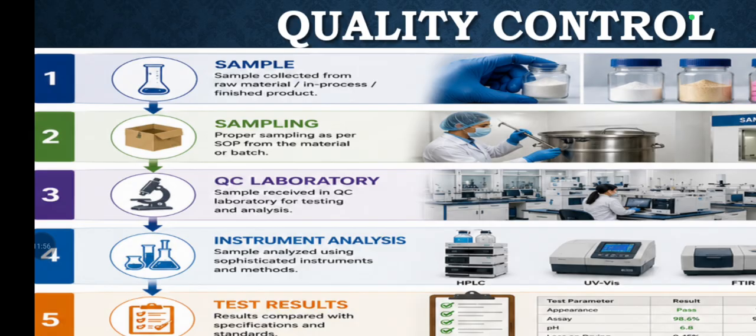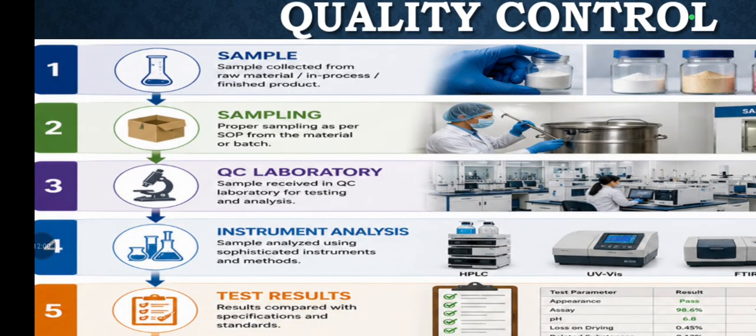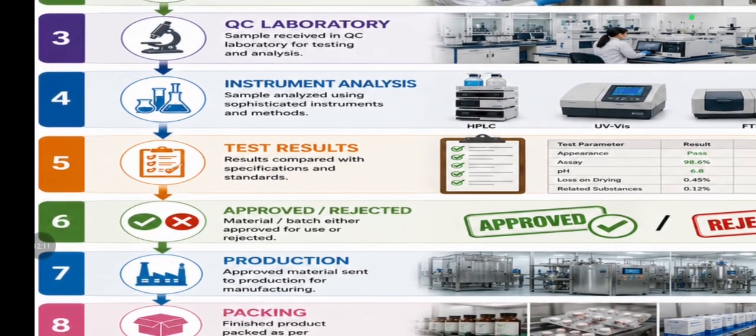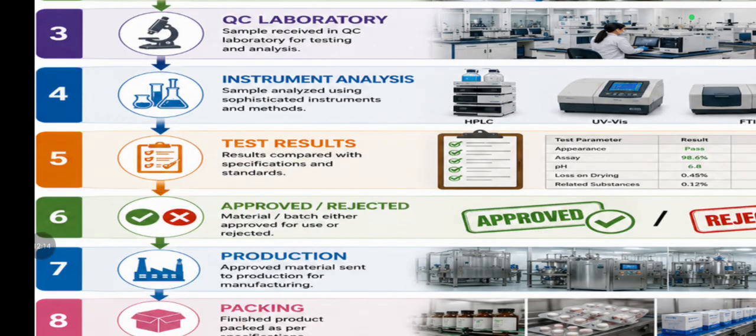According to the sampling, that sample then goes to the QC laboratory. The sample is received in the QC laboratory for testing and analysis. Once it is received in the QC lab, it goes to instrument analysis as per the requirement. They need to do the testing. Which testing? Different types of tests are available in the QC lab. In our daily practice in the laboratory, even at college level, we perform dissolution, assay, content uniformity, weight variations, and so on. These tests they will perform.